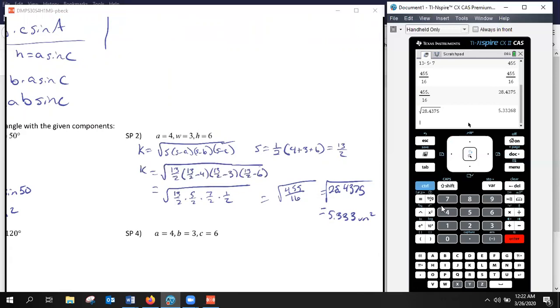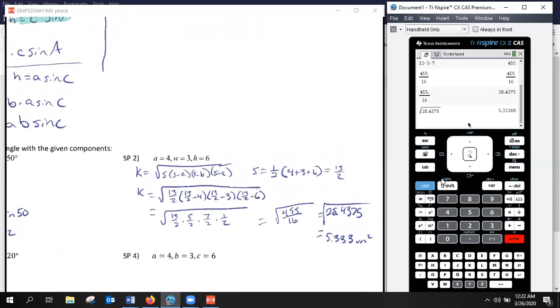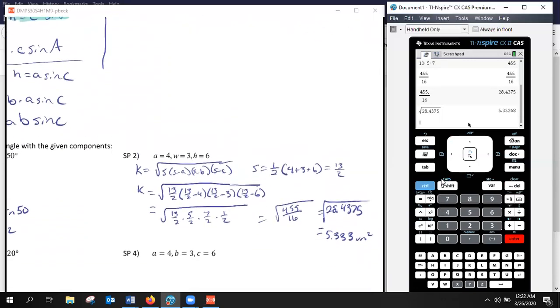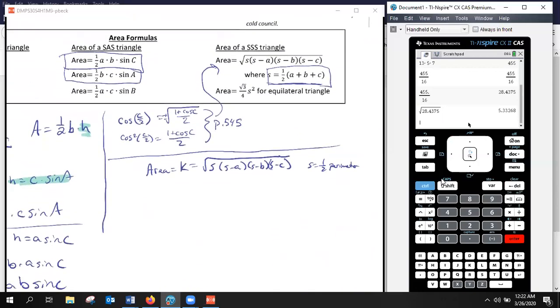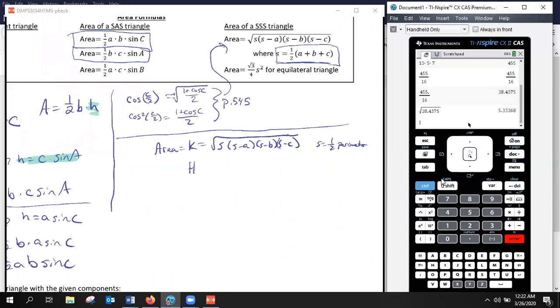So once again, what we did was we found half the perimeter, and then we took the square root of half that perimeter times half the perimeter, subtracting each of the different side lengths. Now, as I said, this is really a specific formula. This is actually called Heron's formula. I don't think I wrote it up there. This is called Heron's formula or Hero's formula. He was an ancient Greek.